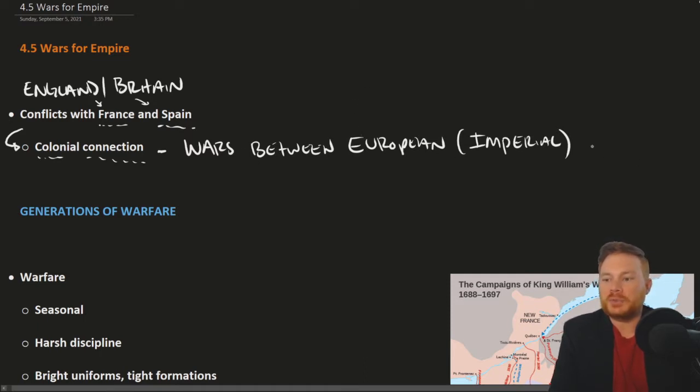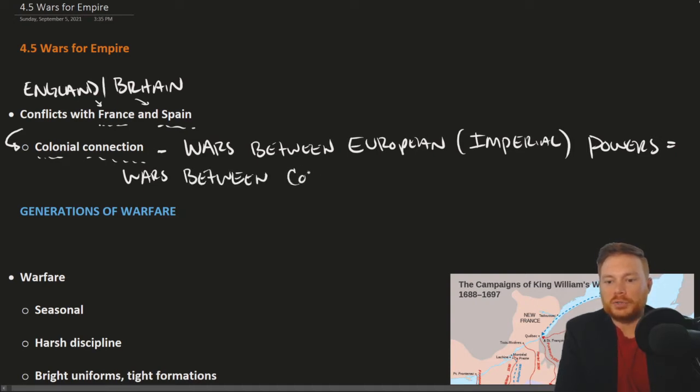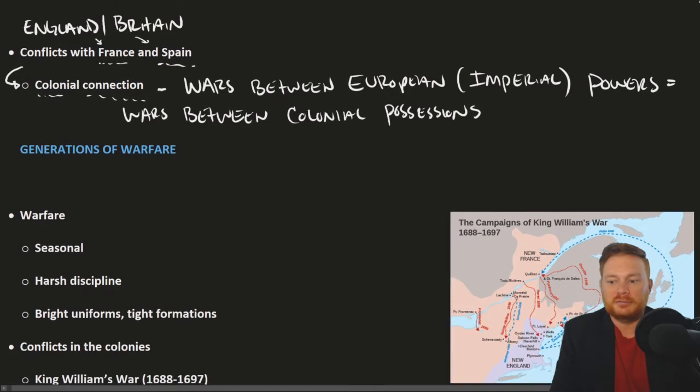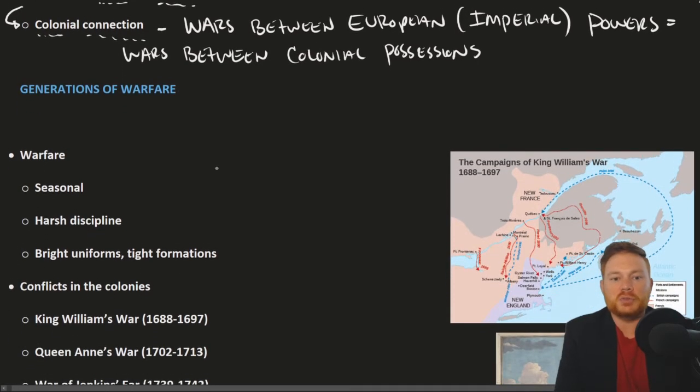Wars between European powers equal wars between colonial possessions. In other words, a war between England and France means that there's going to be a war between New England and a war between New France. A war between England and Spain means there's a war also between New England and New Spain, and that translates in the colonial world.